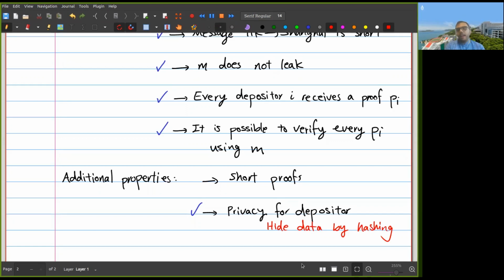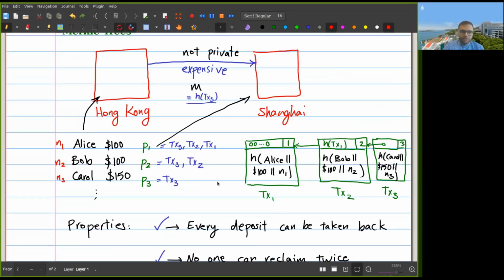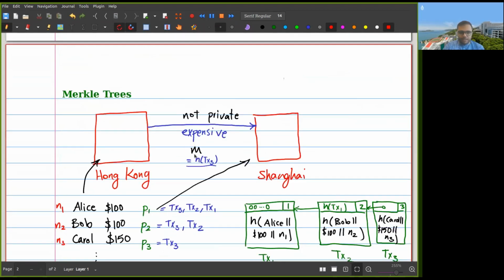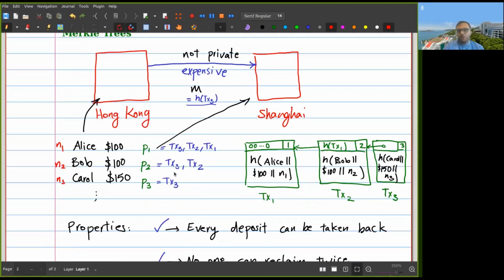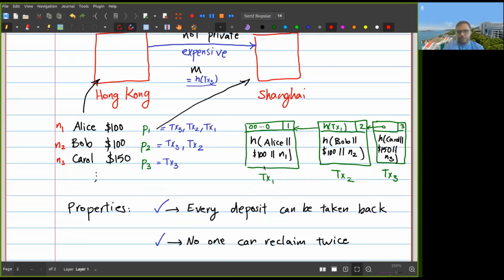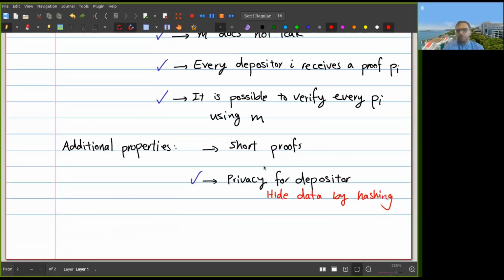Right? And actually, this is now a new use case of hashing, if you think about it. We've already seen two other major use cases of hashing. One major use case was to commit to some data. And as you're seeing here, for example, by sending this message M, which is the hash of the last transaction, the Hong Kong branch is actually committing to the whole sequence of transactions, right? So commitment was one use case of hashes.